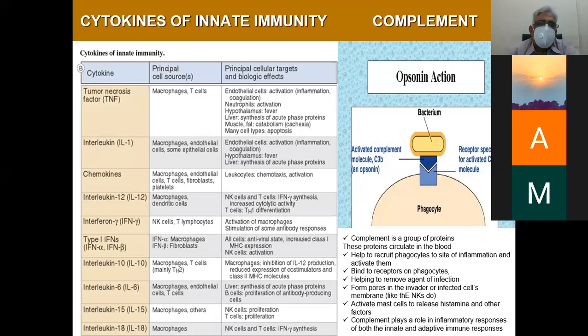Okay. The cytokines of the immune immunity are four or five types of cytokines. For example, tumor necrosis factor. So these cytokines: tumor necrosis factor, number one. Number two, different types of interleukin. Interleukin 1, interleukin 12, interleukin 10, 6, 15, 18. I'm sure all of you know what is Actemra. Do you know what is Actemra?